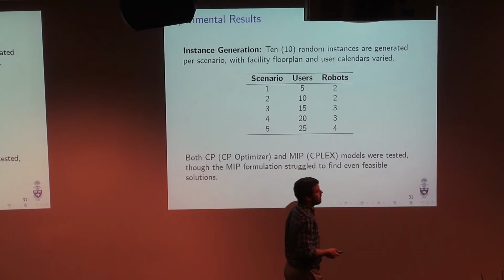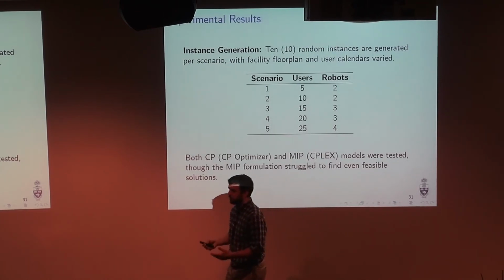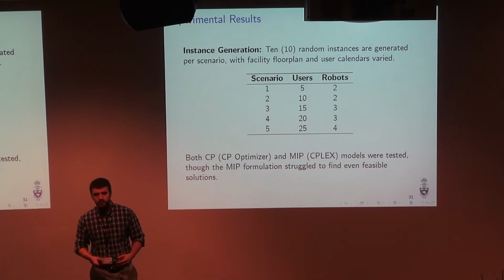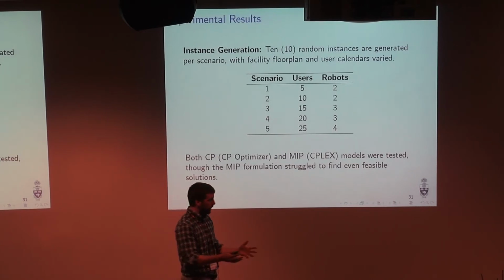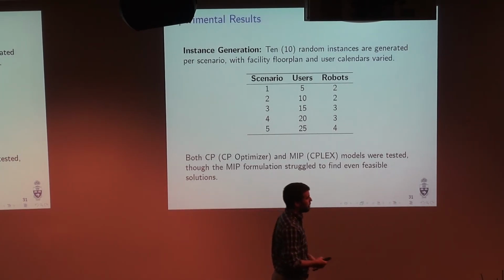All right, so some results. We have a number of scenarios. The scenarios are fairly simple. They just get larger in size, so more robots, more users. And we do 10 randomly generated instances for each one. They're random in the sense that we change the retirement home floor plan as well as the user calendars, just so we have some different parameters going on.